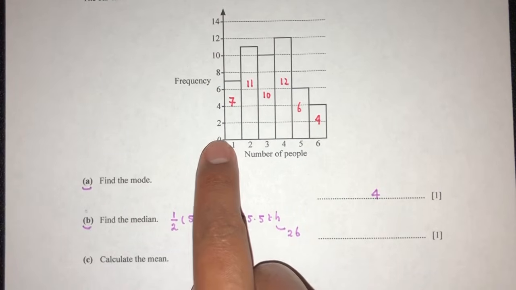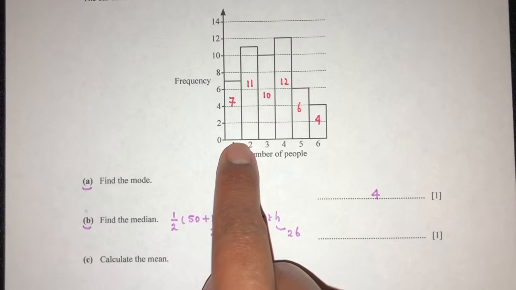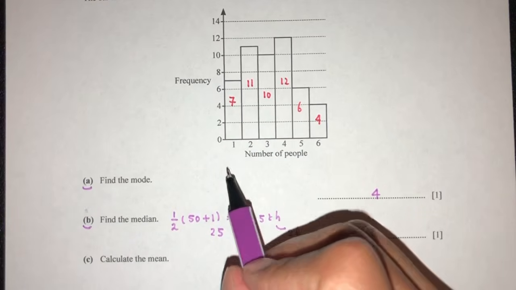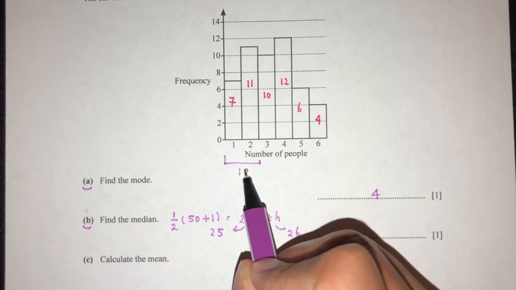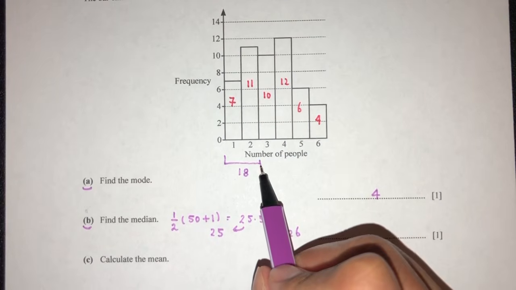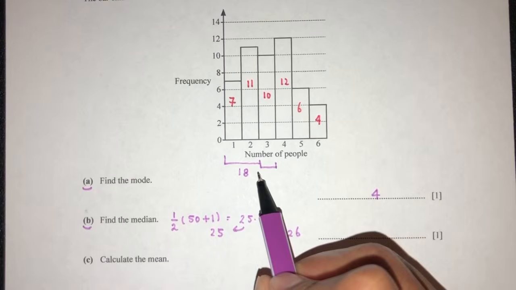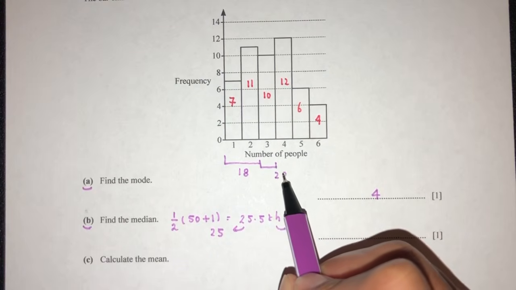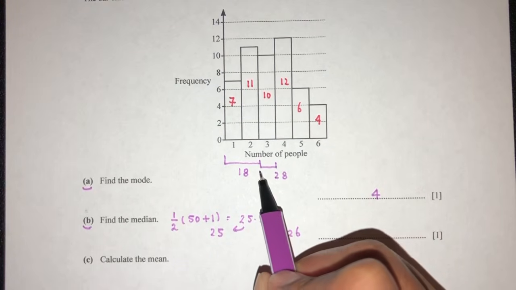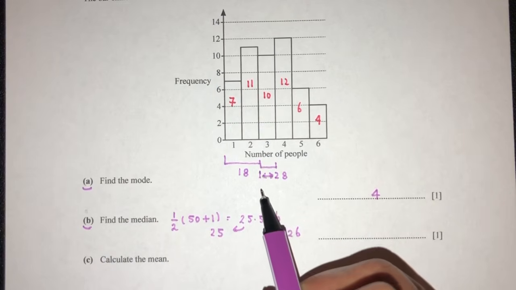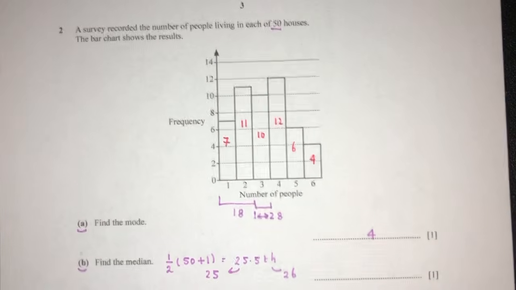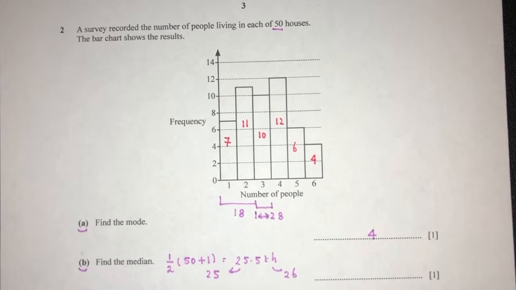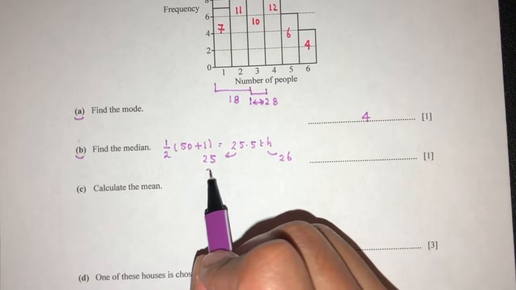So first we have 7 elements plus 11, so from here till here we will have 18 elements. Now we realize from here till here you will have 28 elements, which means somewhere between here and here lies the value of the 25th and 26th element, which means the 25th and 26th house have 3 people each. So that will be 3 and 3.